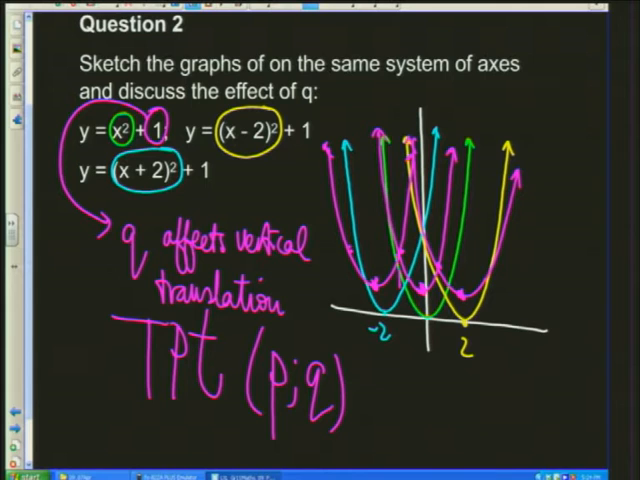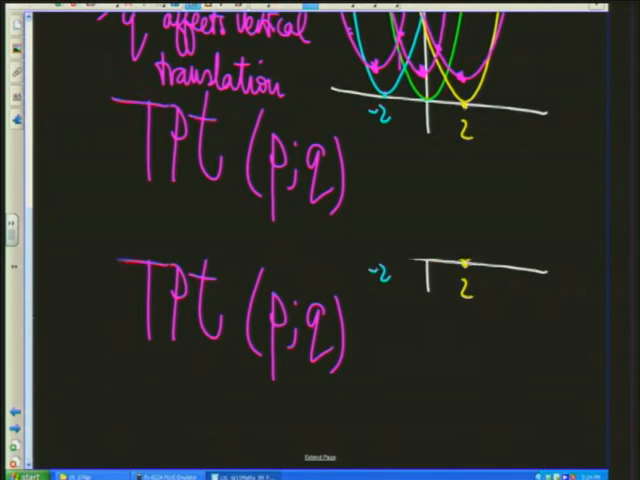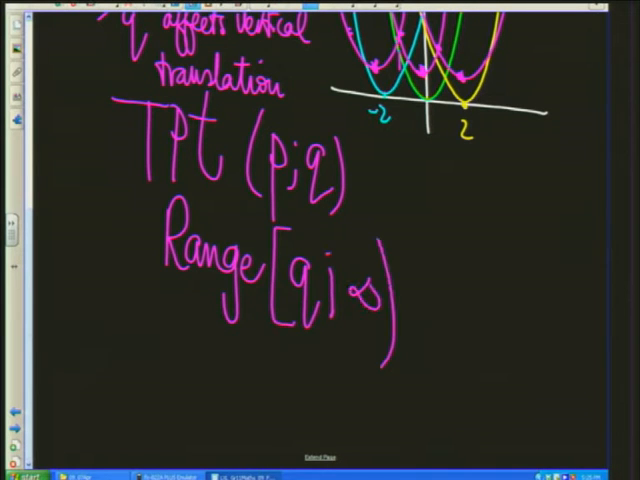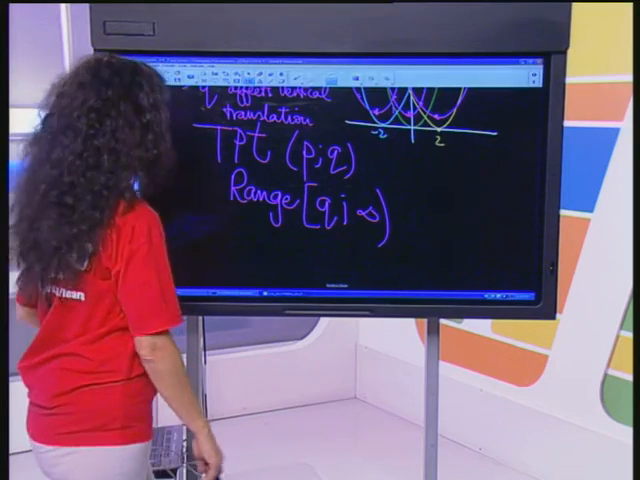So if I'm adding 1, everything is now going to be larger than 1. This parabola is not going to have these y values. The range for this parabola is affected by that q value. In other words, we can say that the range of all these parabolas that we've sketched starts at q and goes to infinity. So q affects the range as well as the turning point. Okay, lovely. It's just a little constant that affects that up and down movement.